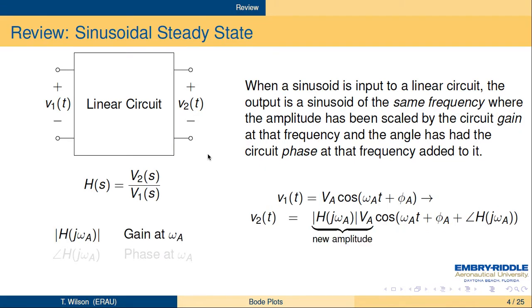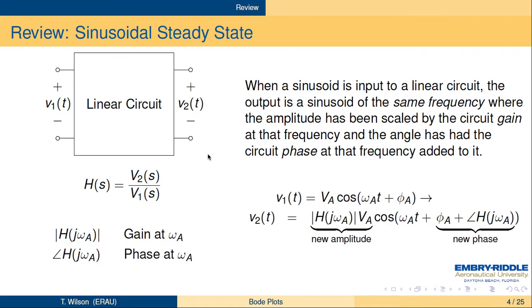The magnitude of H of j omega A we call the gain at omega A, and the angle of H of j omega A we call the phase at omega A. Now we see the new amplitude is the original amplitude scaled multiplicatively by the magnitude of H of j omega A, and the new phase is additively added to the original phase phi sub A. It's the angle of H of j omega added to phi sub A.